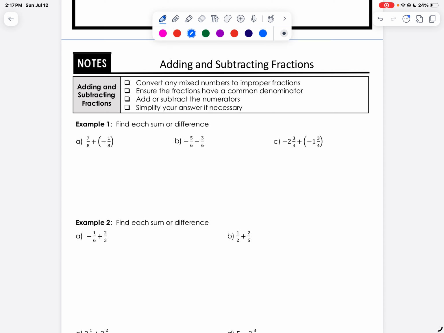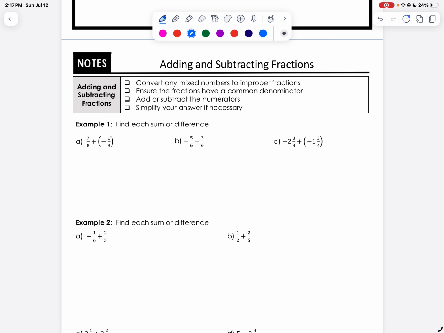Now before we start, let's review our steps for adding and subtracting fractions. In step 1, you want to convert any mixed numbers to improper fractions. Step 2, then you want to make sure you have common denominators for all the fractions. Step 3, after you get a common denominator, then you'll want to add or subtract the numerators. And the last step is you'll simplify if necessary.